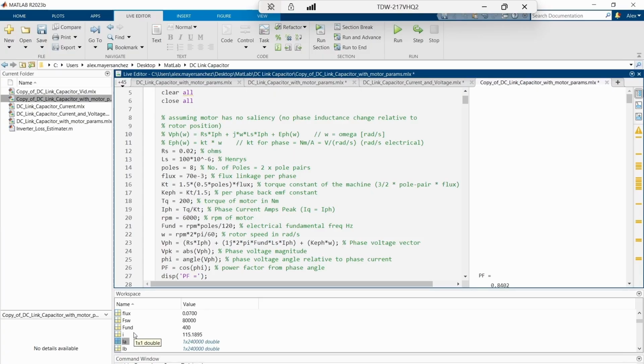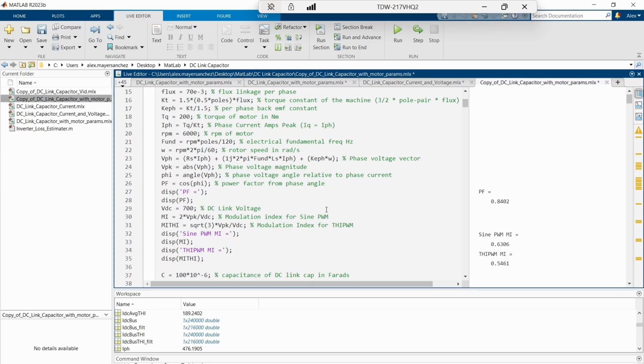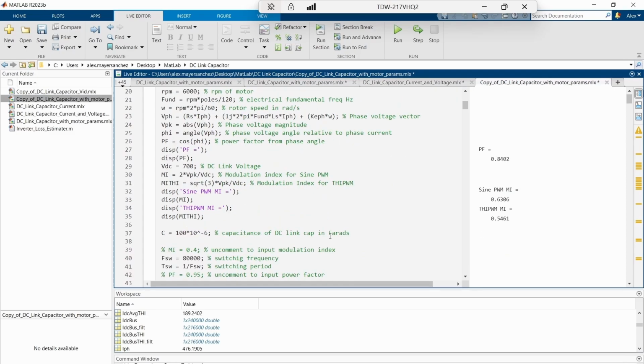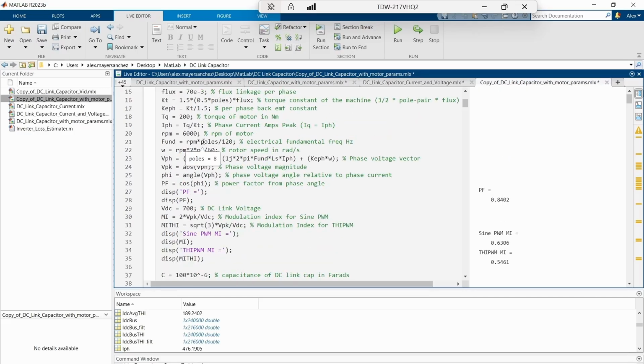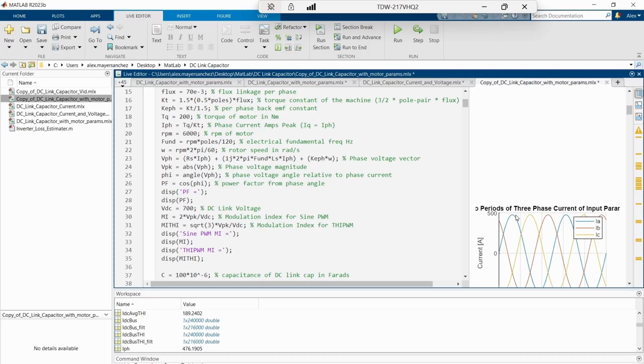Should probably display it in the window. Where's I phase? Am I blind? There it is. We need 476 amps of phase current in order to achieve 200 Newton meters. And then we need 0.63 modulation index to achieve a phase voltage that can support 600 RPM, and only 0.546 modulation index for third harmonic injection to support 600 RPM because of the back EMF.